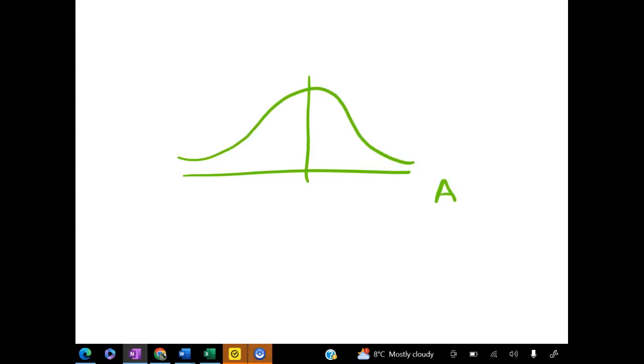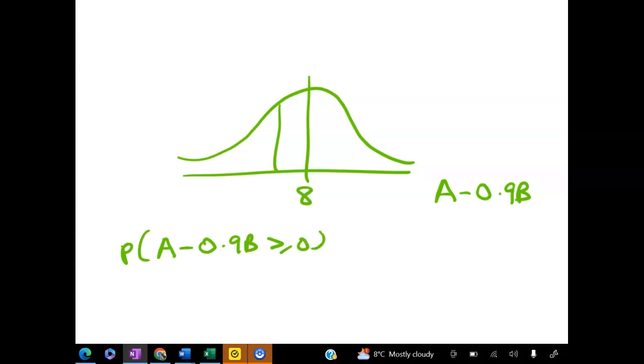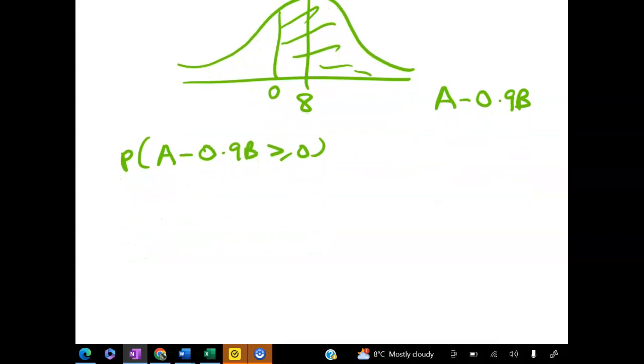So we can draw this out. This variable is A minus 0.9B, and on average it's 8 grams. We want to figure out when is, so we want to find the probability that A minus 0.9B is greater than or equal to 0. So this is the probability that we're after. And that's really easy to do now.